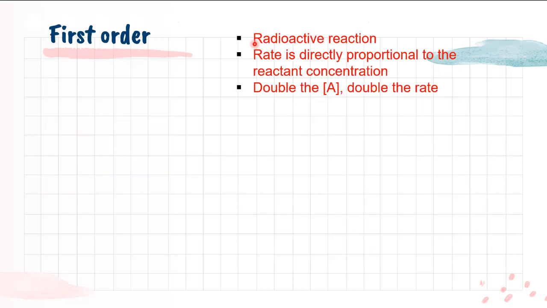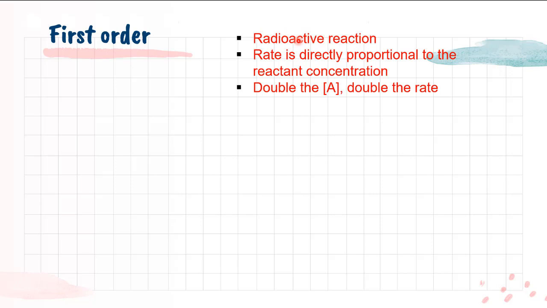So next, let's look at first order reactions. Normally, if a reaction or a question mentions radioactive substances, for example uranium, or a radioactive decay substance, it refers to a first order reaction. So take notes over here: radioactive reaction is first order.